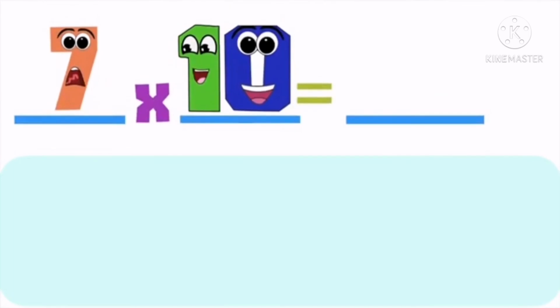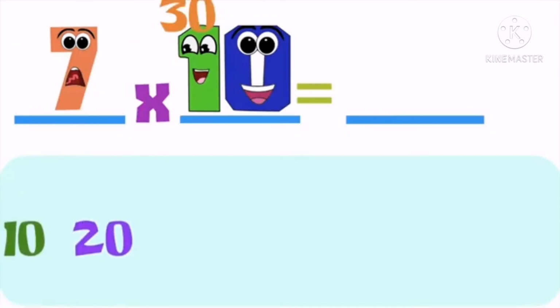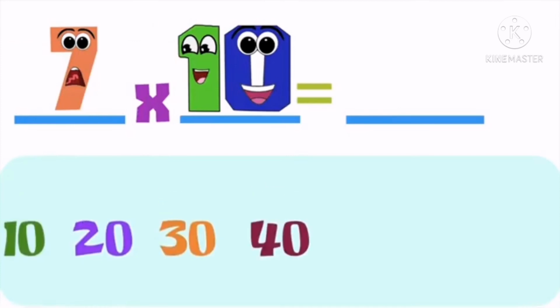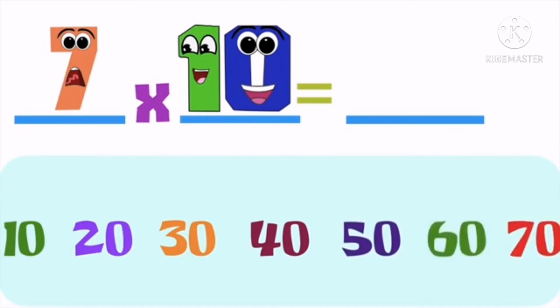Another example, we have 7 times 10 is equal to blank. Now let's try skip counting by 10 until we reach the 7th multiple. Let's start counting. 10, 20, 30, 40, 50, 60, 70. So 7 times 10 is equal to 70.